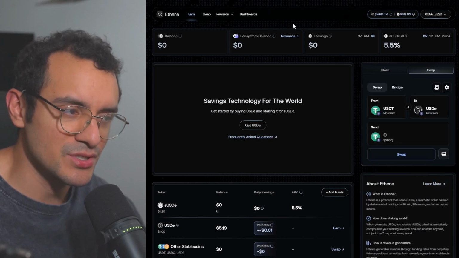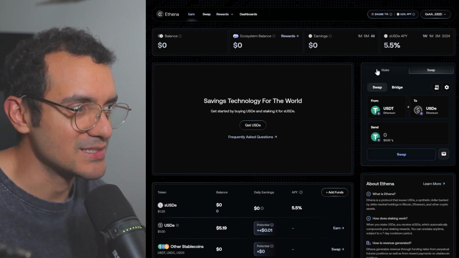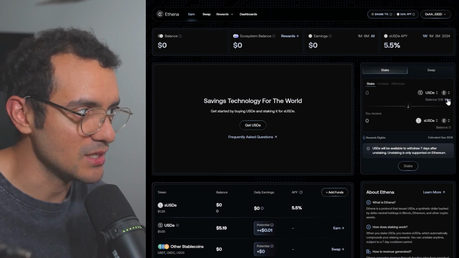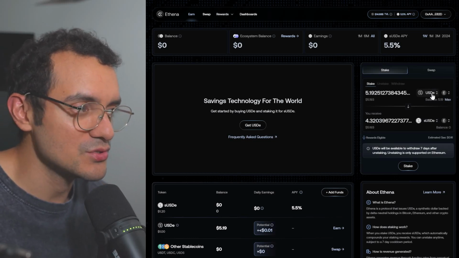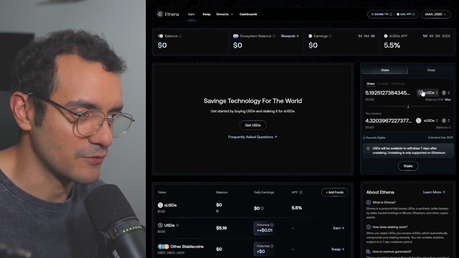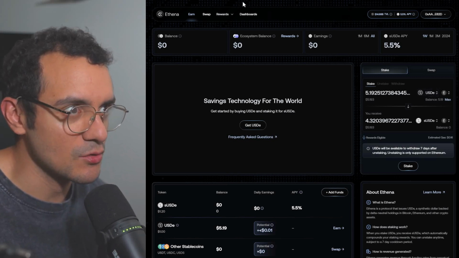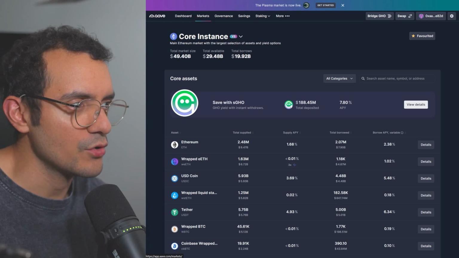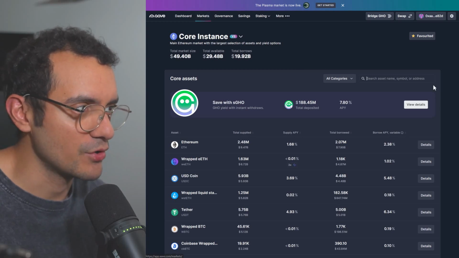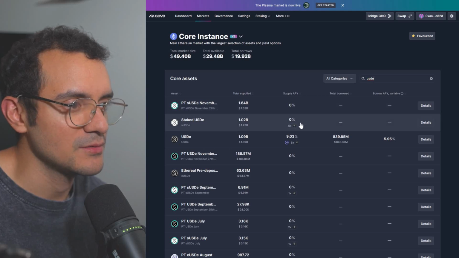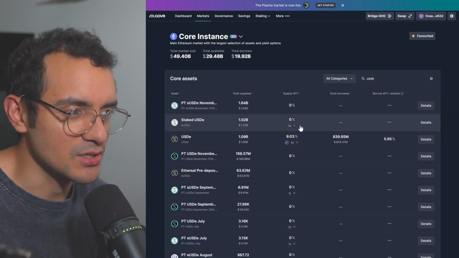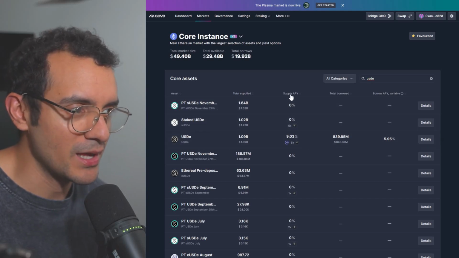And then you can make a choice at this point. You can stake your USDe into sUSDe, or you can use the USDe on another platform. To make your choice easier, let's go back to the other platform. So we're going to markets, then we're going to write USDe here, and you're going to find that USDe actually provides a supply APY.